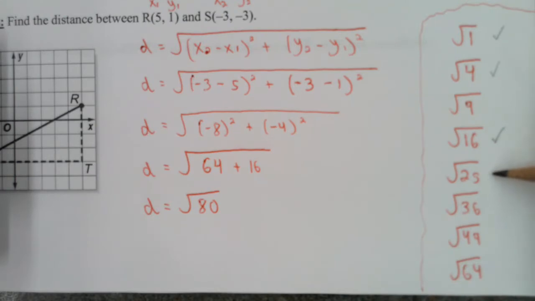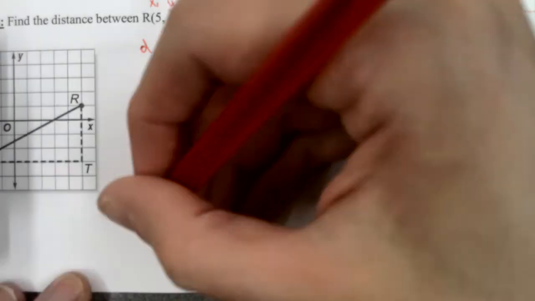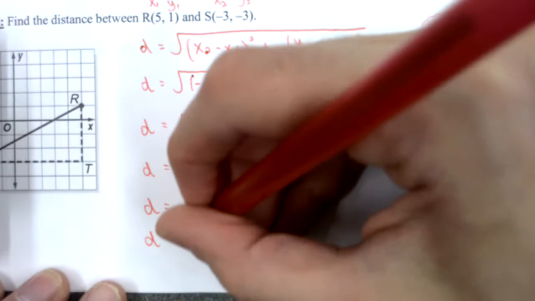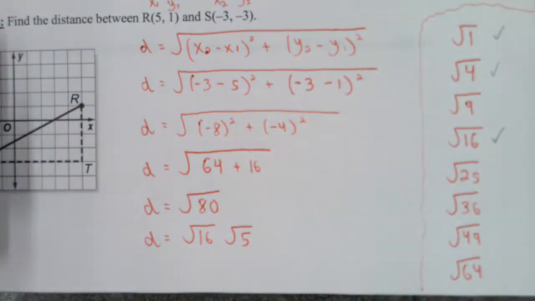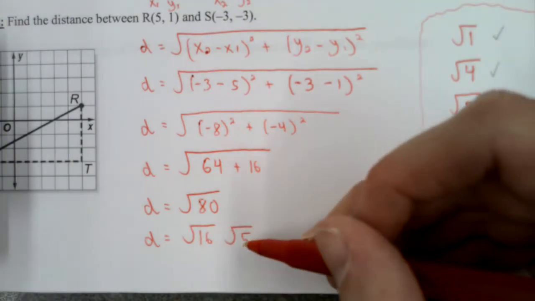25 is not a factor of 80. 36 is not. 49 is not. 64 is not. So 16 is the biggest number on this list that's a factor of 80. And 16 times 5 equals 80. So I'm going to rewrite the square root of 80 as square root of 16 times square root of 5.